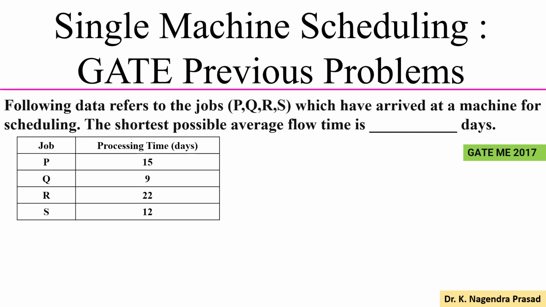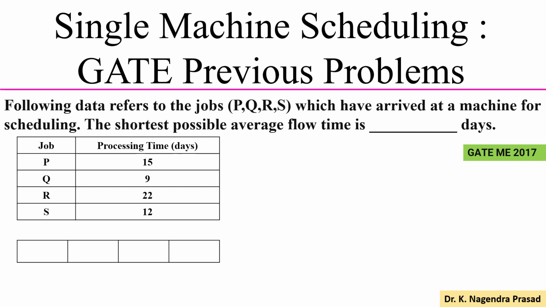So here, given the jobs P, Q, R, S along with the processing time, we have to determine the average flow time. First we have to determine the job sequencing order based on its processing time. First we have to draw the boxes. The size of the box is equal to the number of jobs. Here the number of jobs is 4, then the box size is 4.